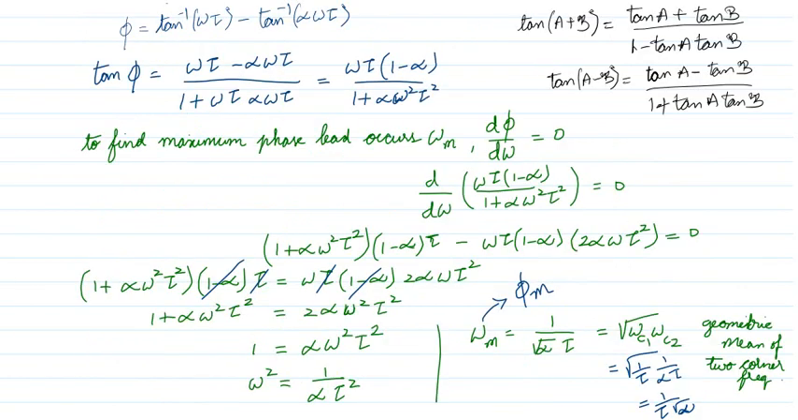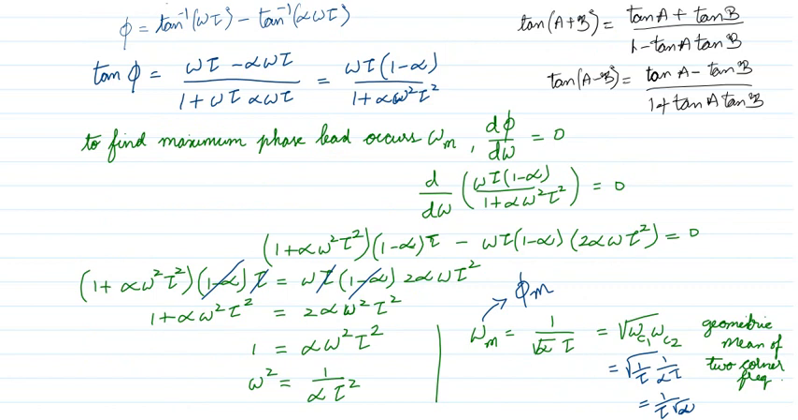Further, I know what phi is. This is the phase angle of the given lead compensator transfer function, and I am going to take tan on both sides. So we know what tan(A plus B) is: (tan A plus tan B) divided by (1 minus tan A tan B). Tan(A minus B) is this expression.